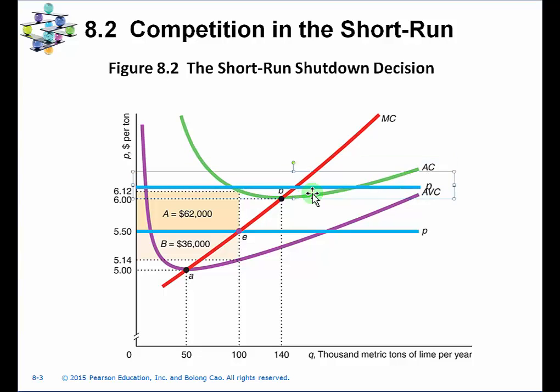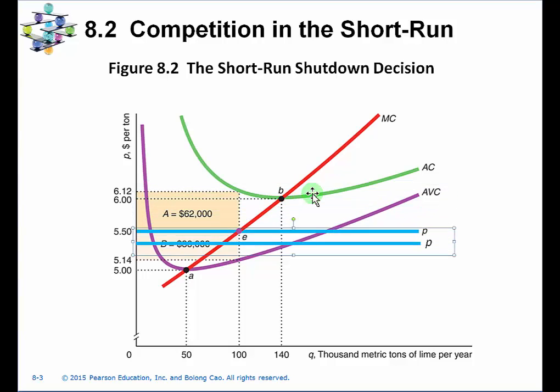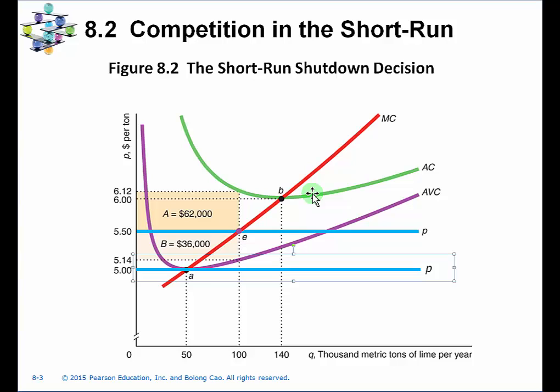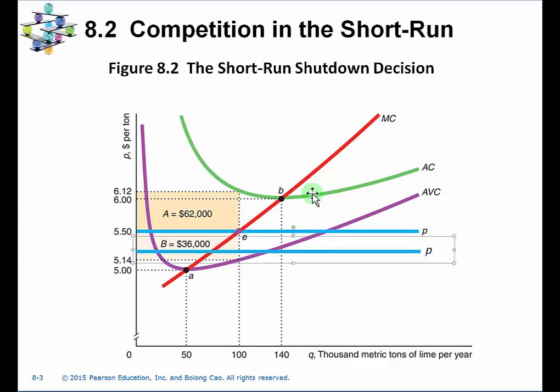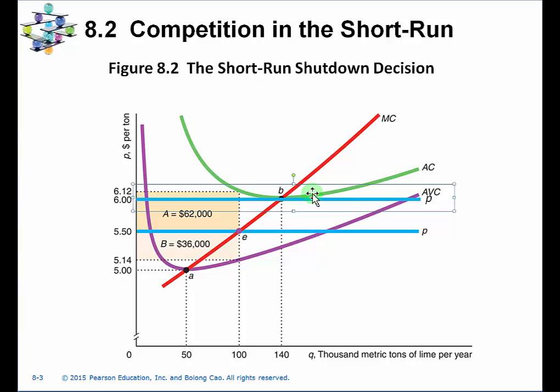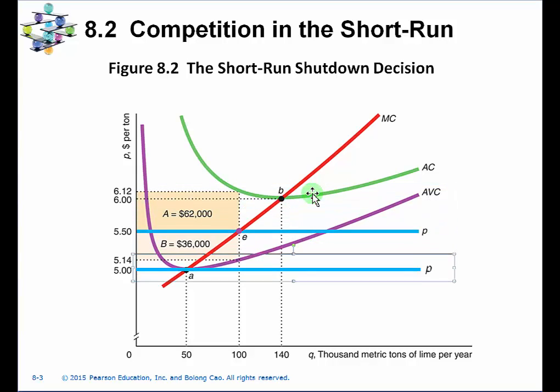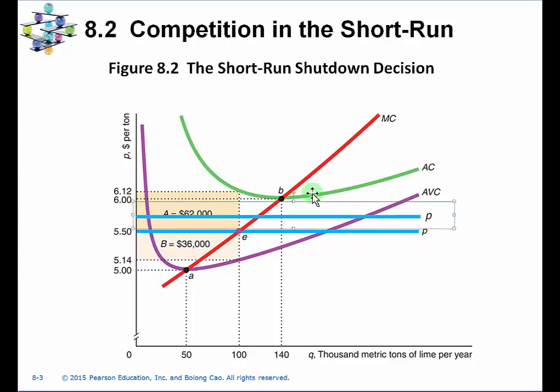However, it can be the case that the price is between the lowest point of average variable cost and the average total cost, between point A and point B. That means for the profit maximizing output level, for a point like this one, or this point E here, it is maximizing the profit, producing 100 units, but the price is below the average total cost. It means the firm is making a loss.